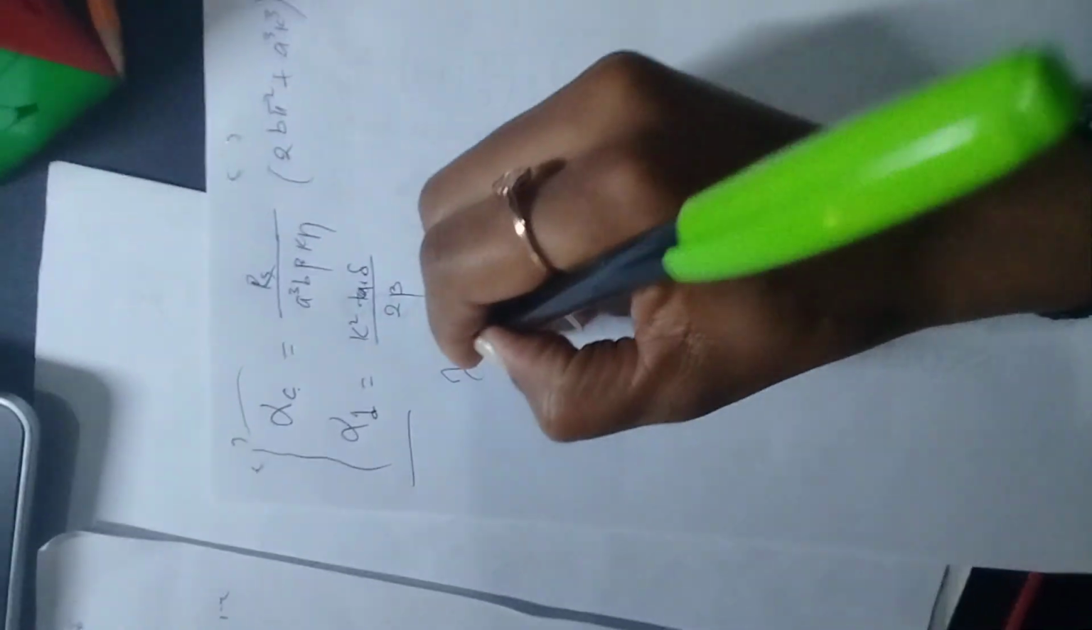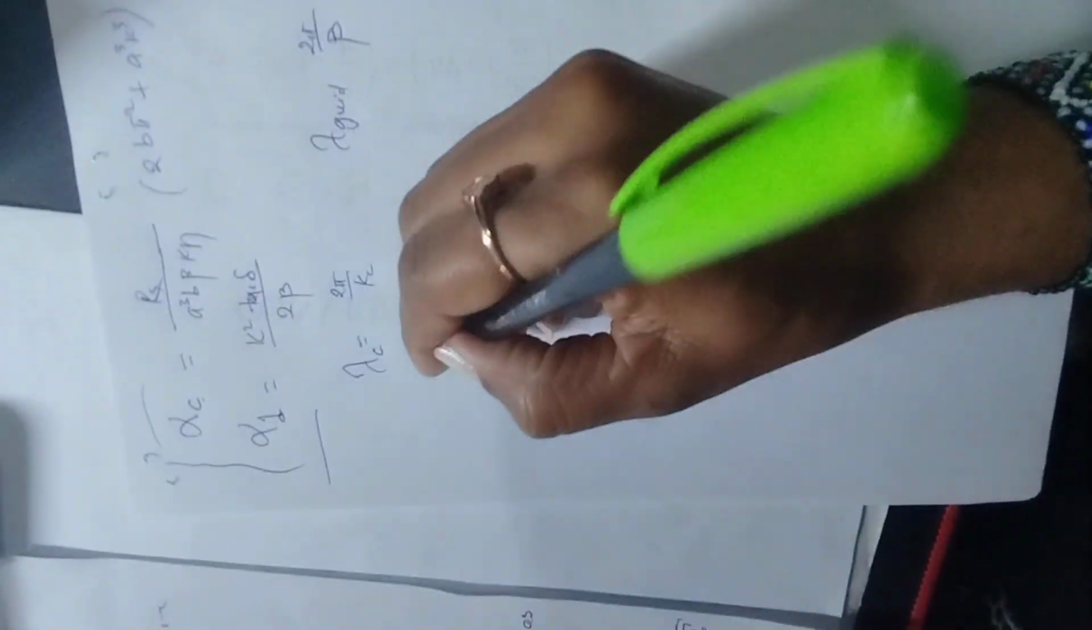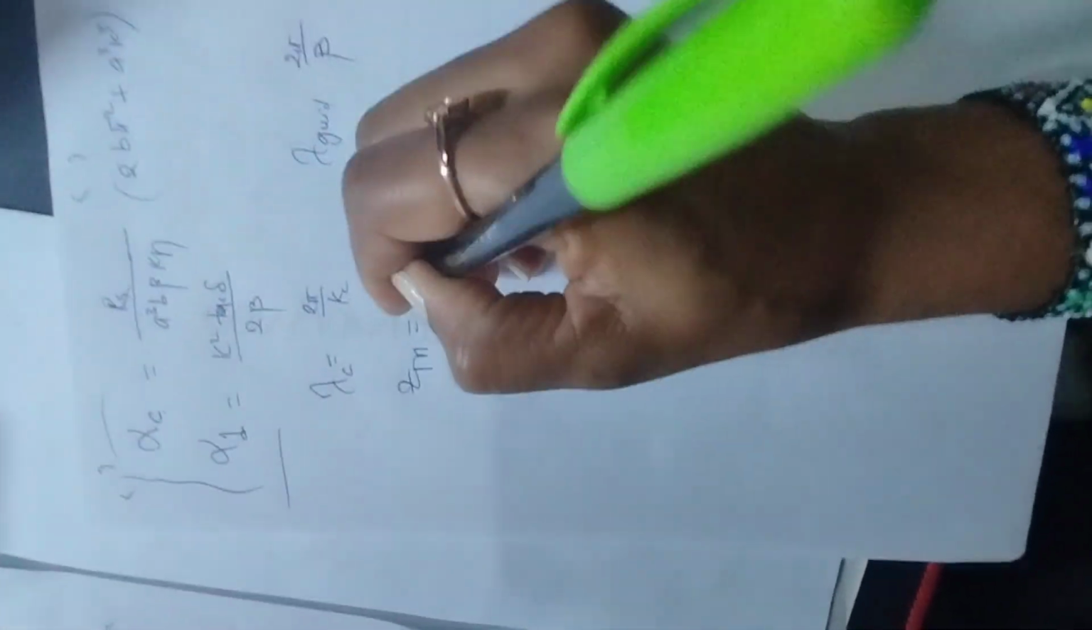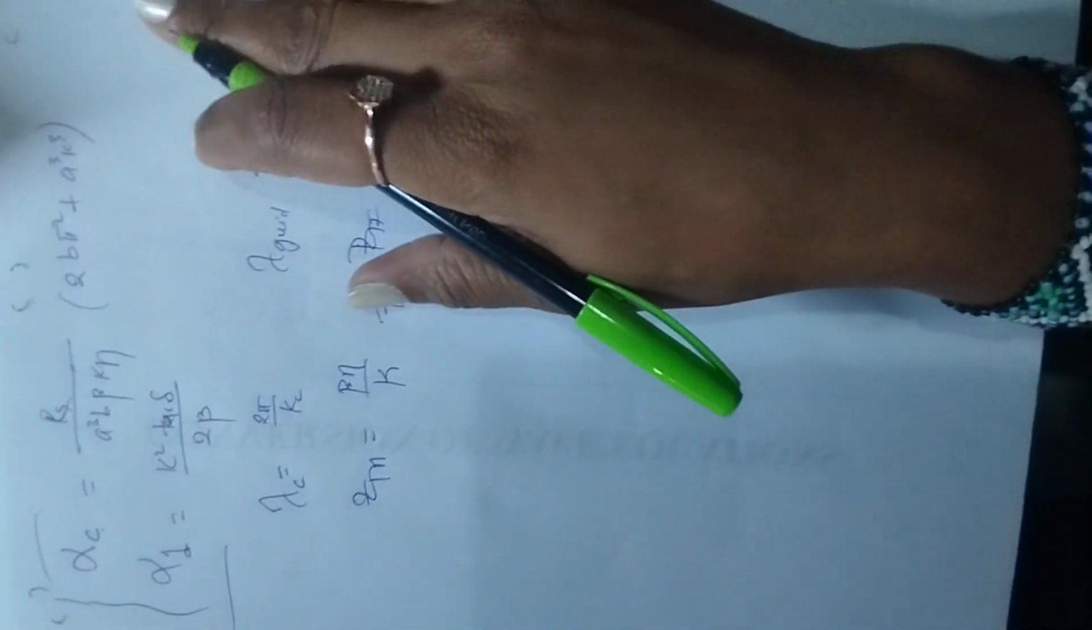So the cutoff wavelength is 2π over kc. The guide wavelength is 2π over β. I think I didn't forget anything. Are you with me? Let's have it clear. Now TM is βη over k, while I told you TE is kη over β, the difference. Okay, I think everything is given here. We have given the cutoff frequency as well. So there was a problem given, and to solve that, you need to know these two, which are given.